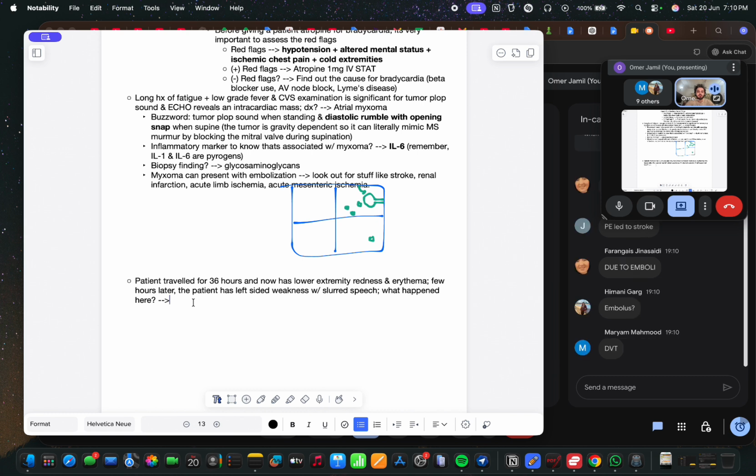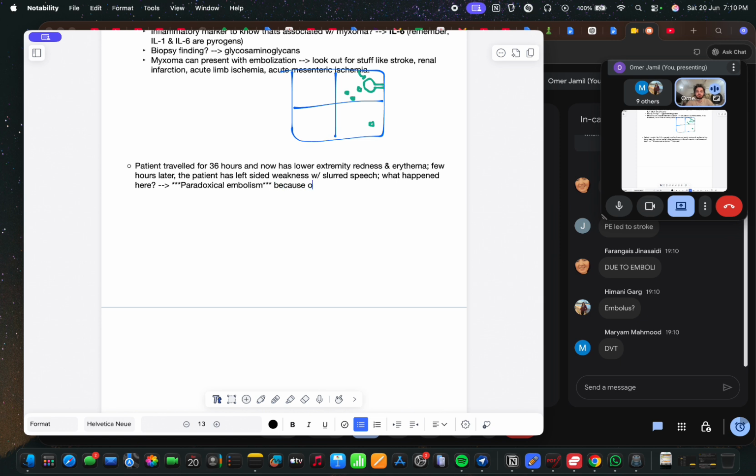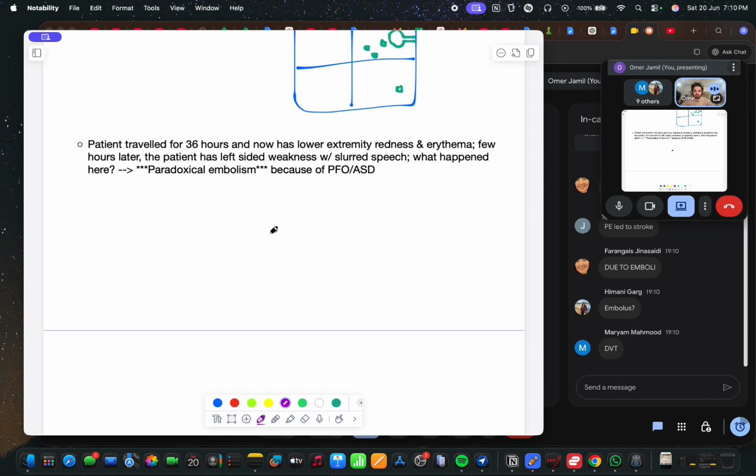Yeah, so the diagnosis here is basically paradoxical embolism. Okay, it's not a normal PE embolism. Okay, because of patent foramen ovale or ASD, atrial septal defect. So if you want to understand this to the core, let's say it is evident that the patient has a DVT, because he has a risk factor, traveling for 36 hours.